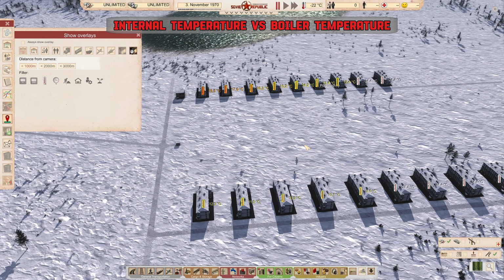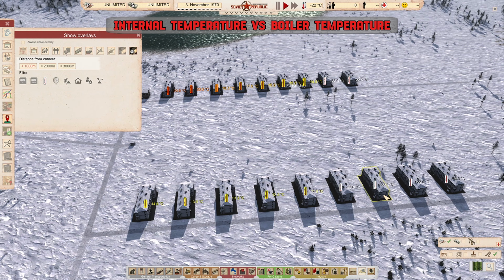This one is affected by the outside temperature. If a building is left without a heating source, the building will accurately follow the outside temperature. As we can see, outside it's 22 degrees at the moment, and it's regulating exactly to 22-21 degrees inside the buildings that are not connected to the boiler.